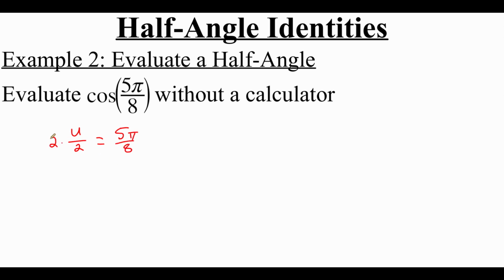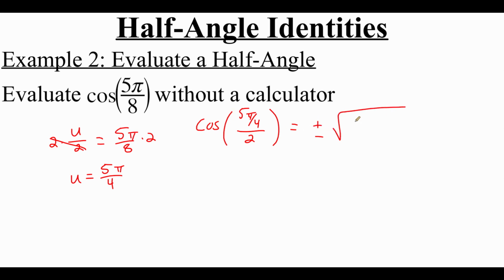What I can do is multiply this 2 over to the other side, and this 2 would reduce down with this 8. So the u value that we're actually going to be working with in this half-angle formula is going to be 5 pi over 4. So we can think about this as the cosine of 5 pi over 4, over 2. Like we said, the 5 pi over 4 is our u value. So the cosine half-angle formula is plus or minus the square root of 1 plus the cosine of the u value, so 5 pi over 4, over 2.